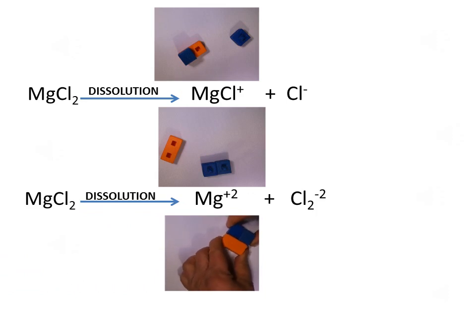Finally, in the third clip, we see a pattern in which the magnesium chloride separates into 3 ions, each of them moving independently through the solution, 1 magnesium ion and 2 chloride ions. The last pattern can be symbolically represented as magnesium chloride dissociating into 1 magnesium 2 plus ion and 2 chloride minus ions.